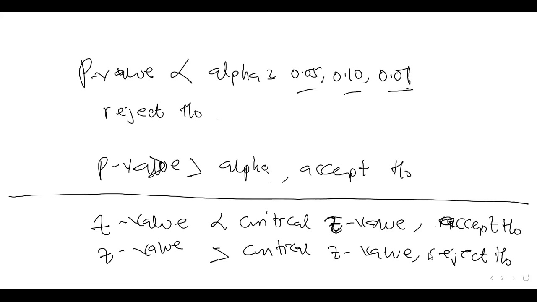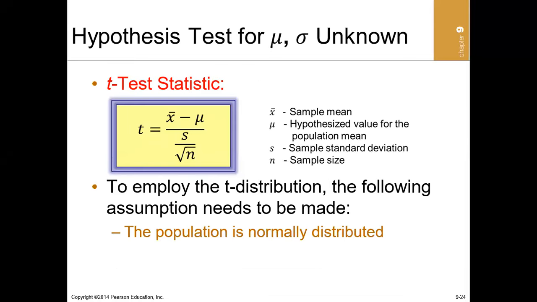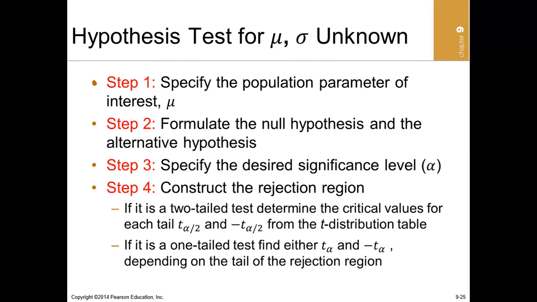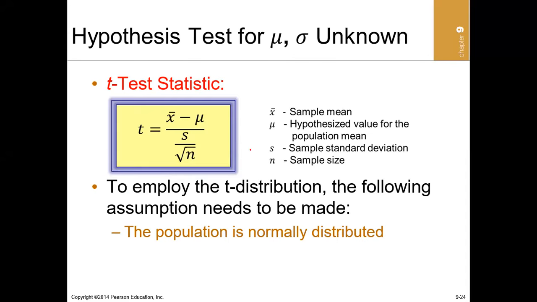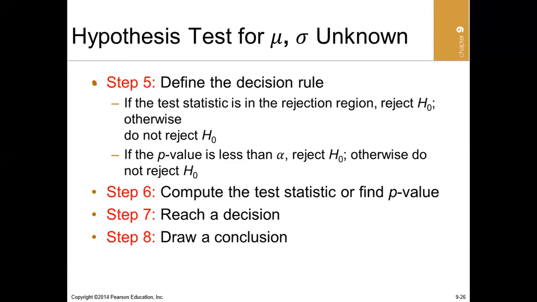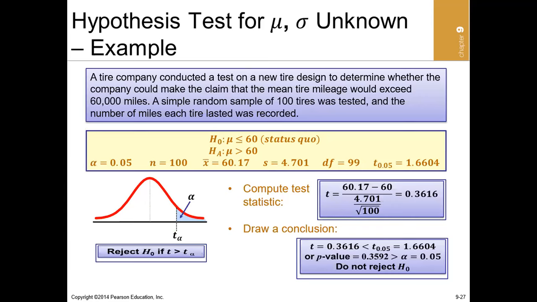Again, we can also test hypotheses when we don't know the population standard deviation. Remember when we were doing confidence intervals, when we don't know the population standard deviation, we compute for t instead of z. Remember we did that. And in our t computation, we use the sample standard deviation instead of the population standard deviation. So that's the same thing we are going to do. The same process, the steps are the same.